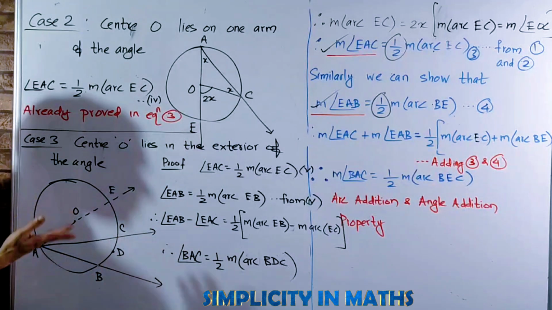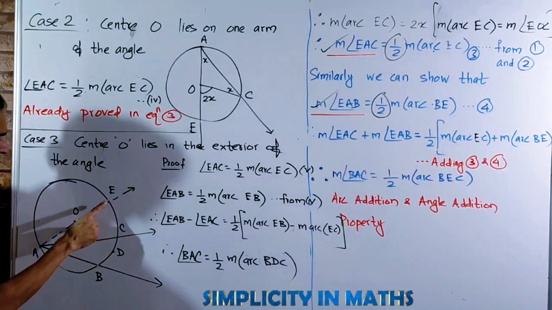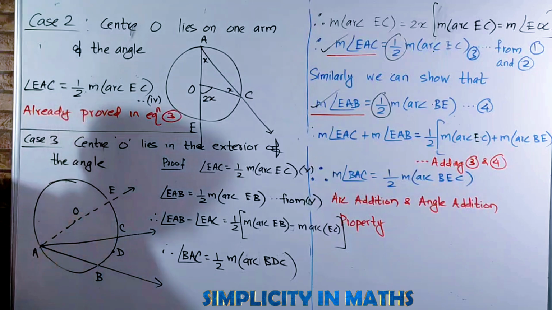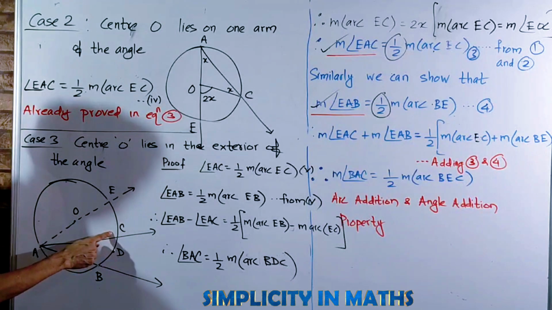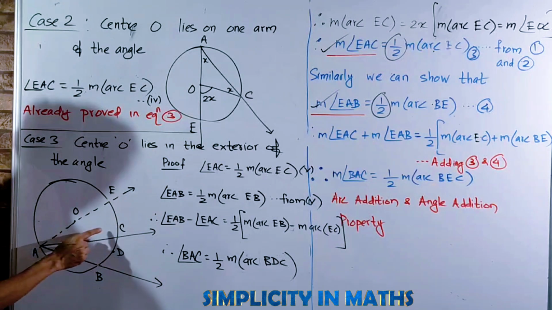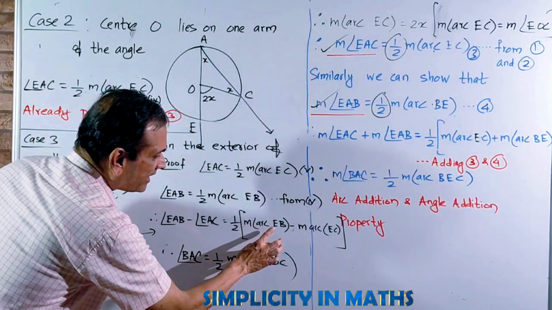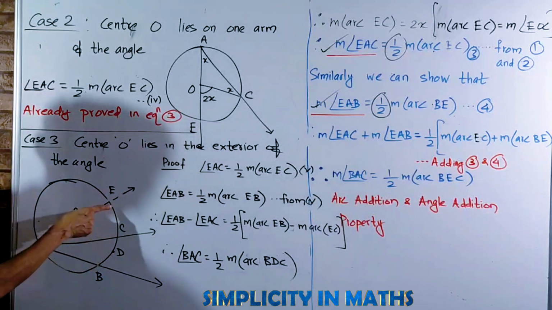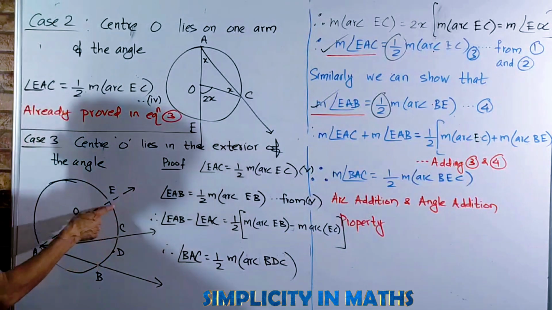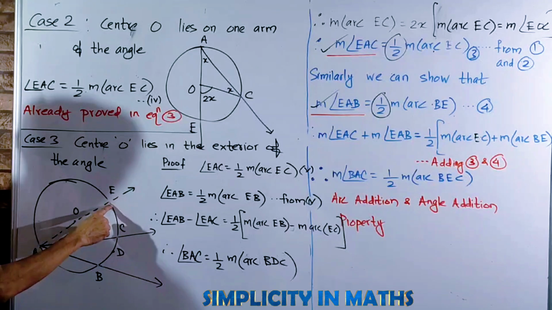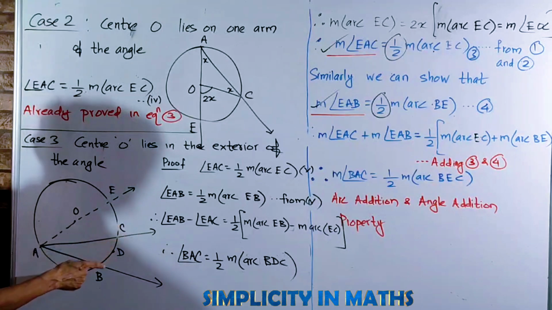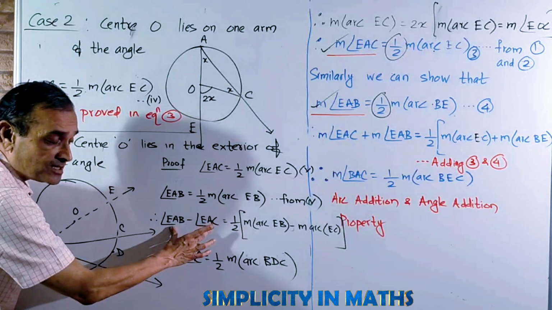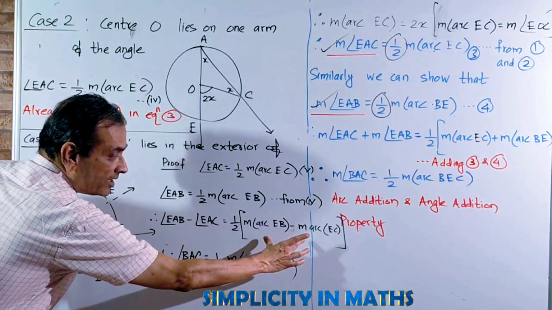EAB minus EAC. No, actually see the diagram. Angle EAB minus angle EAC: from this angle, if you subtract angle EAC, what do you get? Angle BAC. See, this minus this gives BAC. And measure of arc EB minus measure of arc EC. Now, arc subtraction: arc BE minus arc CE. From EB, if you subtract EC, what do you get? Arc BDC. So finally, after we subtract one angle from the other, we subtract one arc from the other.